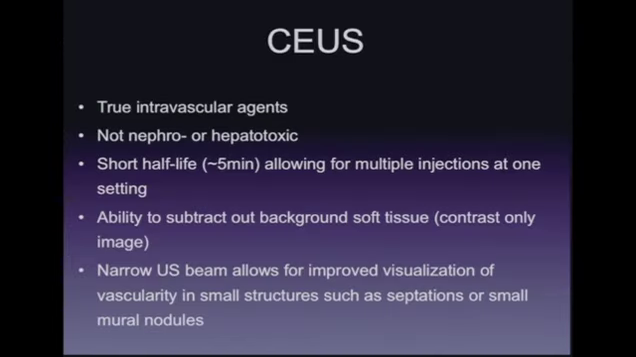Contrast-enhanced ultrasound uses true intravascular agents. These agents are not nephrotoxic or hepatotoxic. They have a very short half-life, usually approximately 5 minutes, and allow for multiple injections at one setting. The ability to subtract out background soft tissue, that is a contrast-only image, is extremely helpful, especially when we're looking at small nodules and/or septations, as we'll see later on in this talk. The narrow ultrasound beam also allows for improved visualization of vascularity in small structures such as septa or small mural nodules as compared to MR and CT.